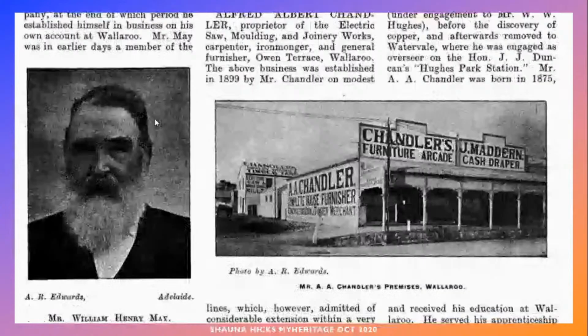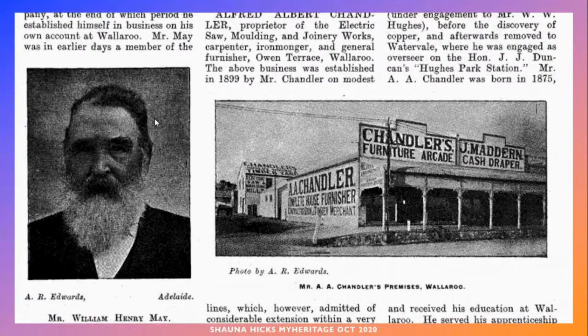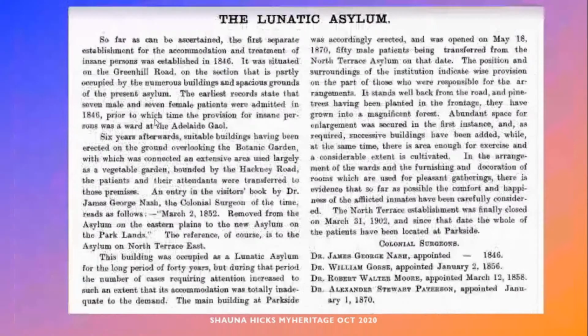And the other thing to look for is photographs of businesses. If you know your person had a store or something like that, you can look at the images, and while this is a photograph of Mr. Chandler's premises, Jay Madden's cash draper is next door. And you may be lucky that the one it's highlighting is Chandler's, but Madden is next door, and that might be what you're looking for. So think about the photographs in these publications as well as the text.